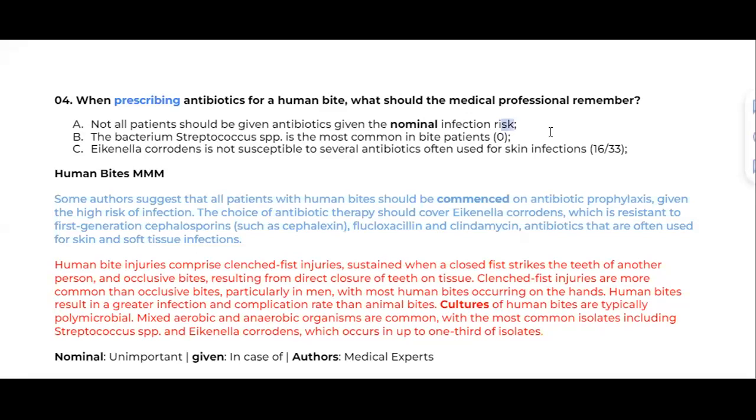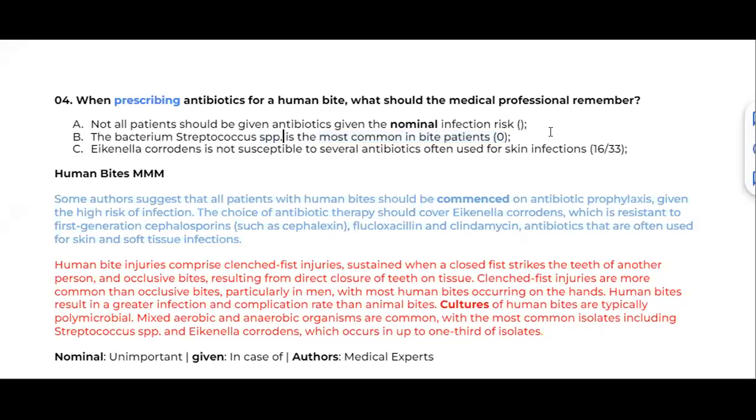So please, my request is, if you want to have effective classes, you should always make one decision, and after that, don't change your decision. That's very important. I think Divya is the only supporter of B, the bacterium Streptococcus.